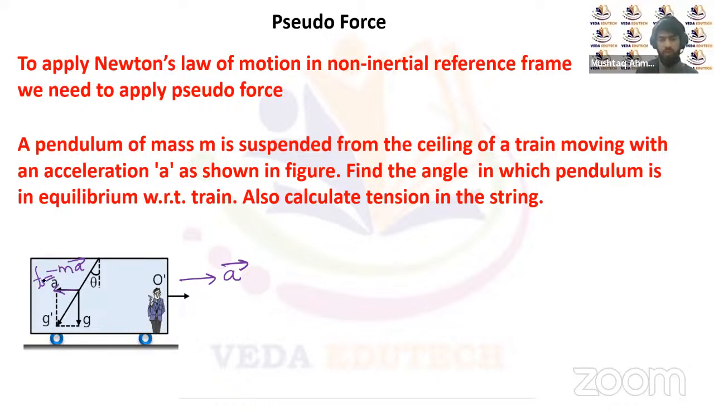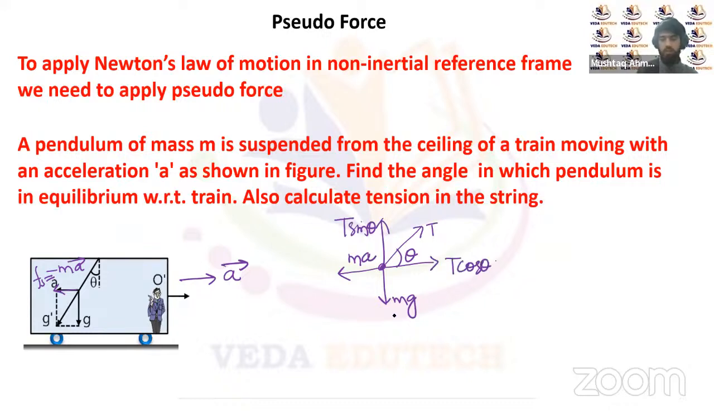Now we know that in this frame, the pendulum is not moving at all. It's in equilibrium. So to decide the equilibrium of this pendulum with respect to this accelerating frame, we'll draw the free body diagram. In this accelerating frame, there is a force ma in this direction, and there is the weight of the pendulum, vertically downwards, that's mg. And there is a tension at an angle of theta. Now we can resolve this tension into two components: T cos theta and T sin theta. This is T sin theta here, and this is T cos theta.